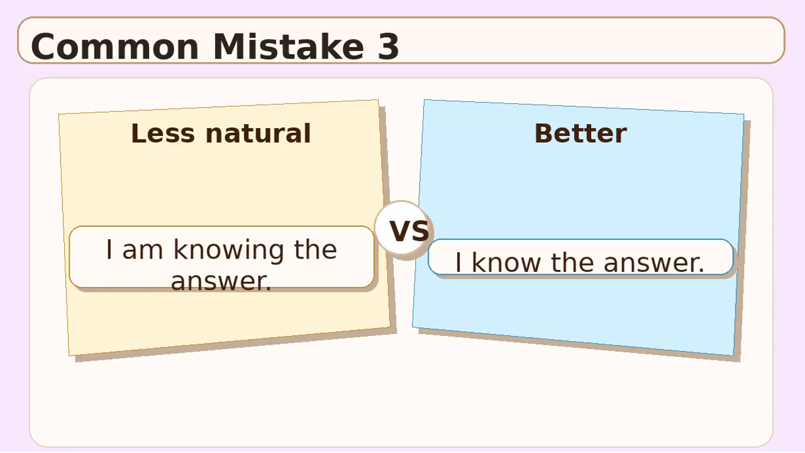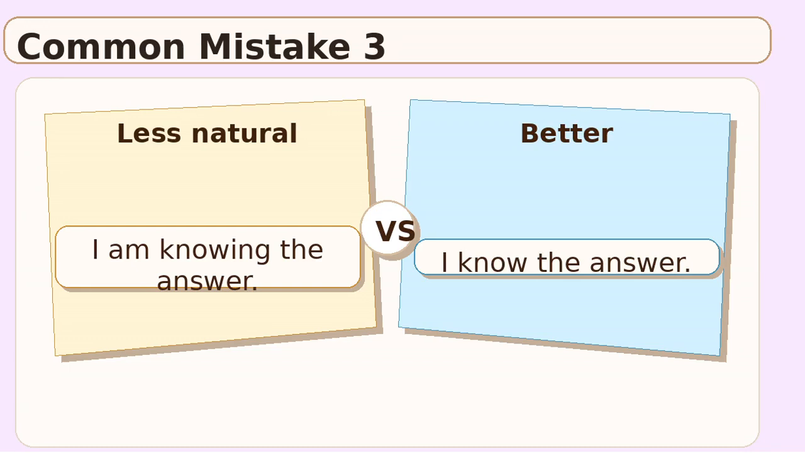Learners sometimes use state verbs in continuous forms where simple forms are more natural. I am knowing the answer sounds unnatural because know is usually a state verb, not an action in progress. The better sentence is I know the answer. So with many state verbs, the simple form is the natural choice.